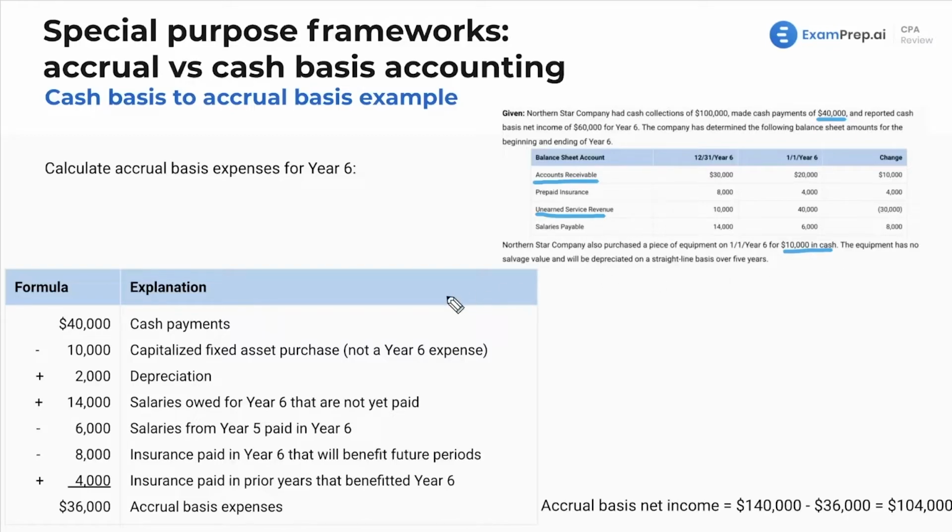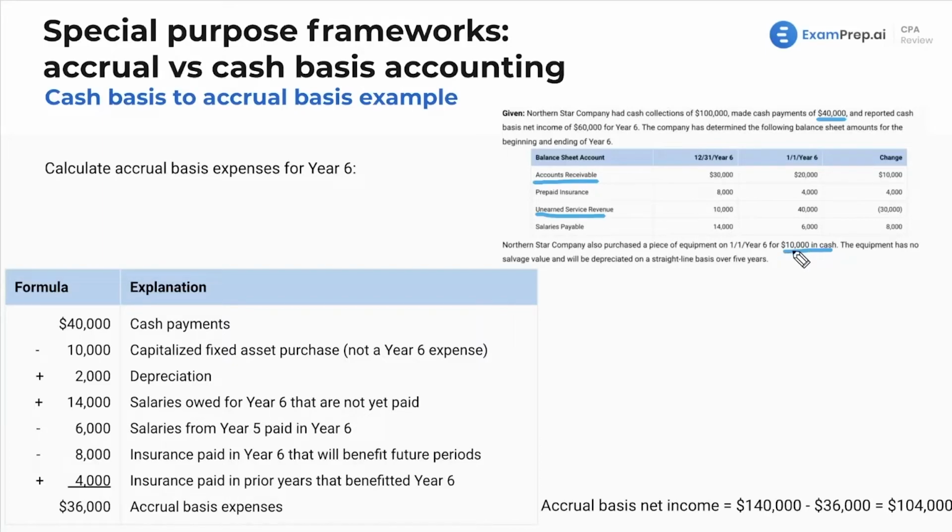That would be a subtraction because that is not a year 6 expense. That's actually going to be depreciated over the period. So for cash basis, I know you might be saying to yourself, oh, but even if you use cash basis, you can still depreciate. You're totally right, and I've seen that in practice. But this is theoretical CPA accounting, right? This is educational, theoretical, textbook based. We're just going to roll with it.